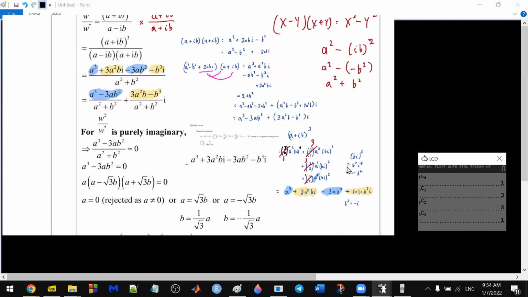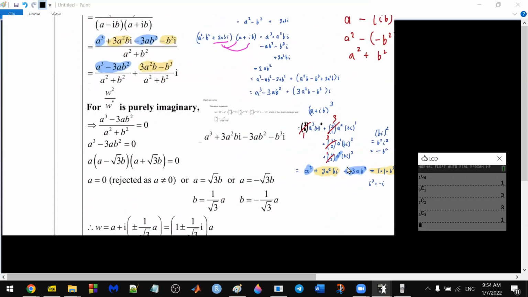Then after that, you just need to multiply a square plus b square over 0 times anything.